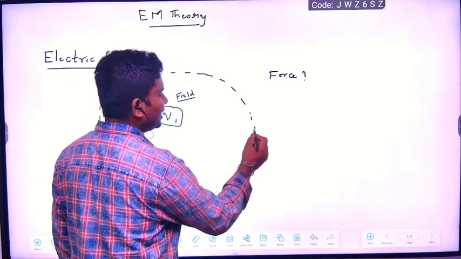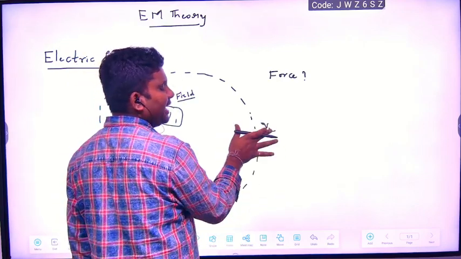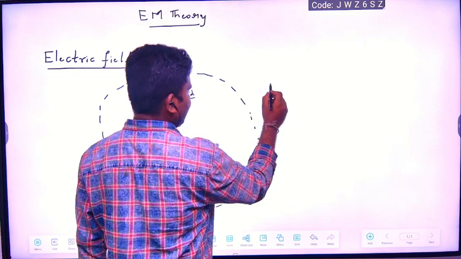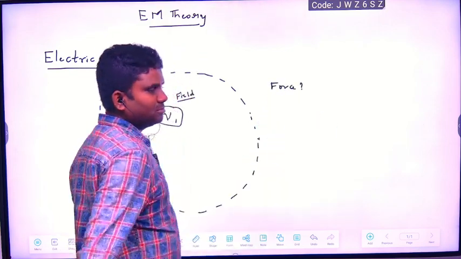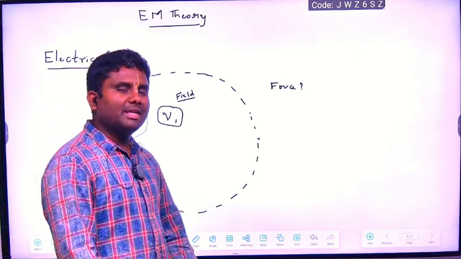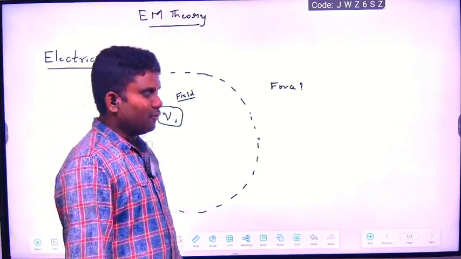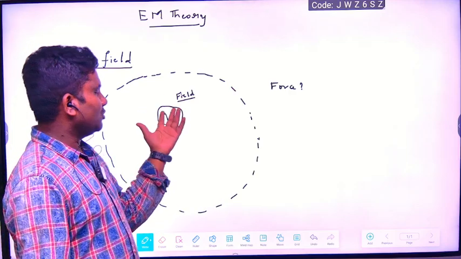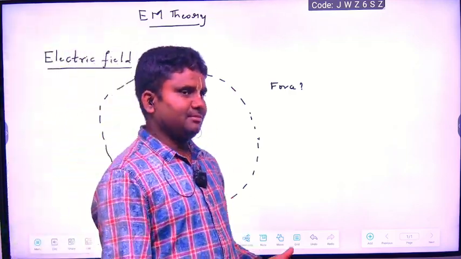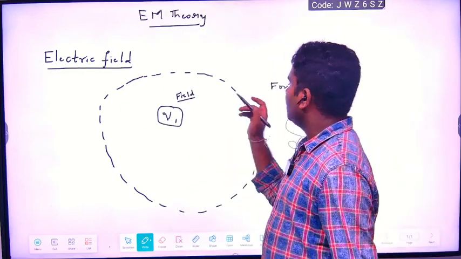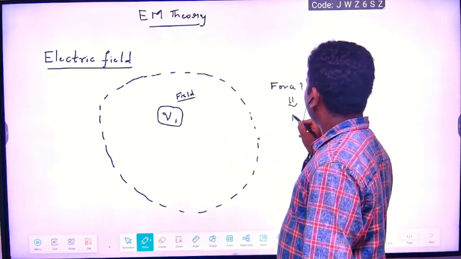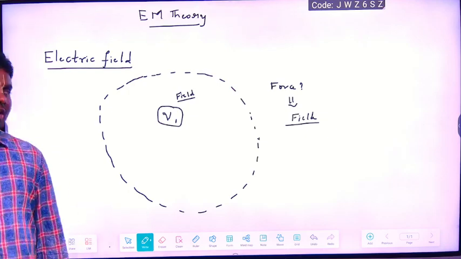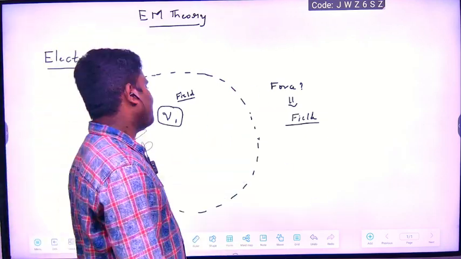That is the question. When there are two charges, definitely force will be there. But if I take out one charge, will the force exist? That concept we can explain only by using the concept of field. If I remove one charge and keep only one out of two, and the force still exists, then that force is what we call field. This is what we call electric field. It's a region or space where the charge has its influence.